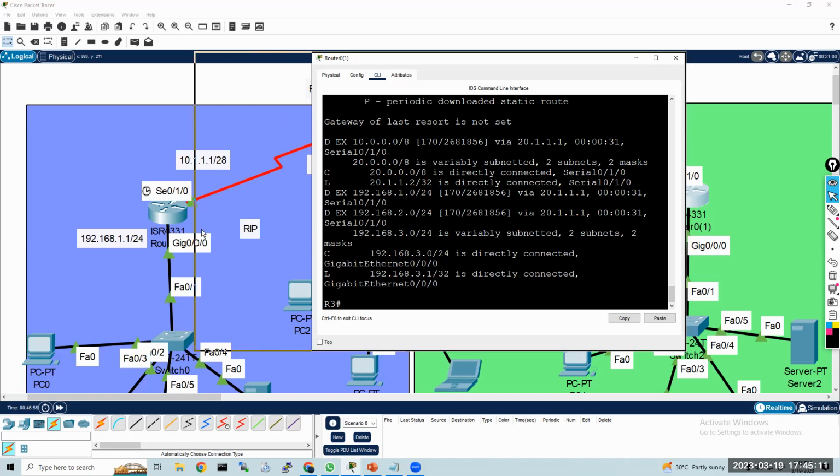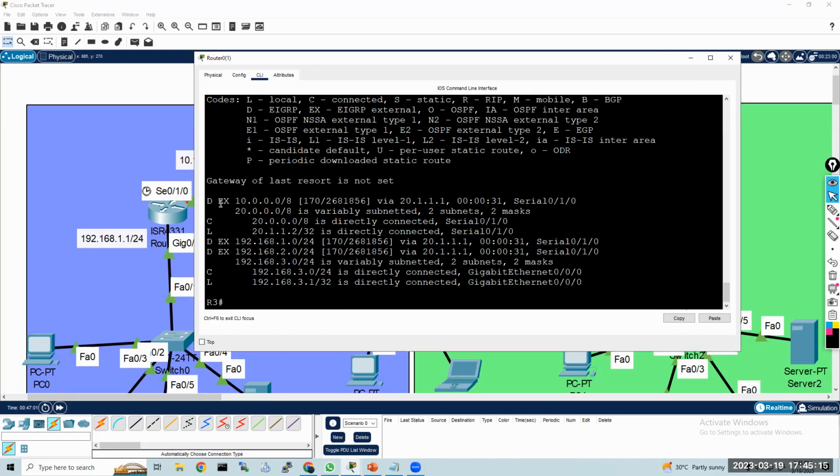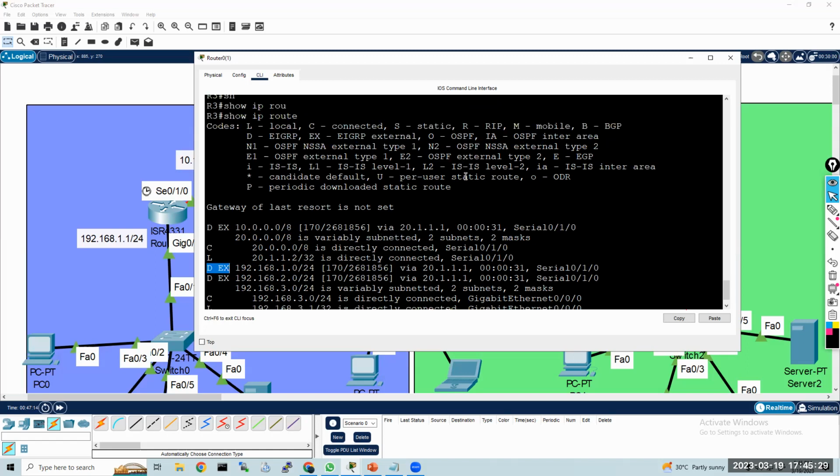So did you notice here? What does that EX indicate? 10 network has been learned. Okay, 1 network and 2 network. What does D EX mean? D EX means what? EIGRP external routes. Got it?